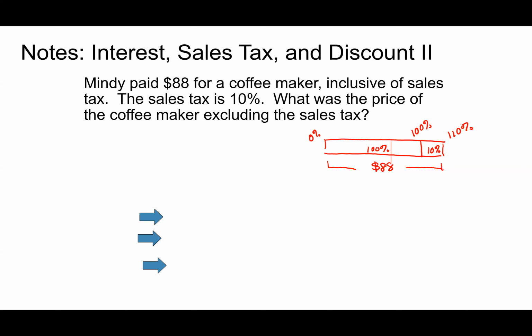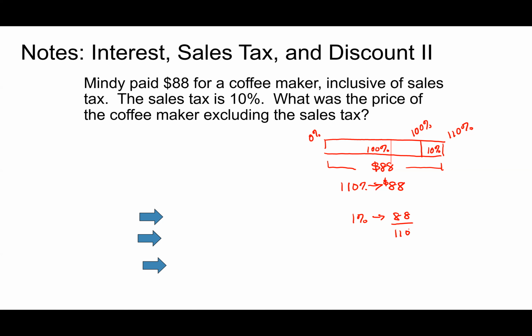We're going to solve this using unitary method. We're just going to do it in two different ways. What percentage do I assign to that 88? Ashlyn? Exactly. So 110% equals $88. We're going to divide both sides by 110. Oops, I did a dollar sign there. I meant to do a percentage. So over here, we're going to have 1%. And over here, we're going to have 88 divided by 110.